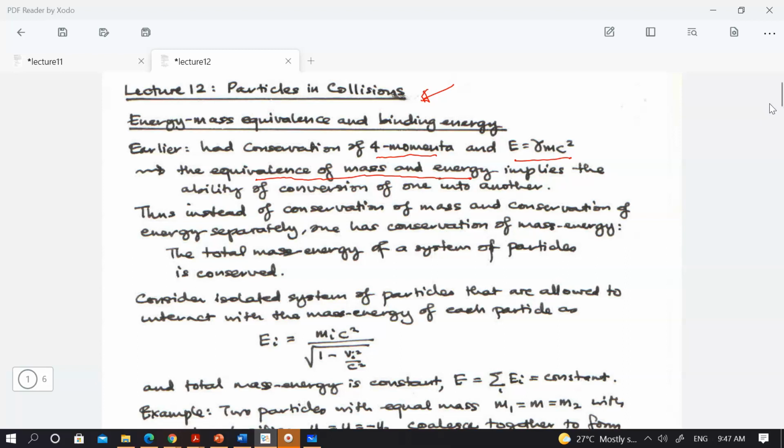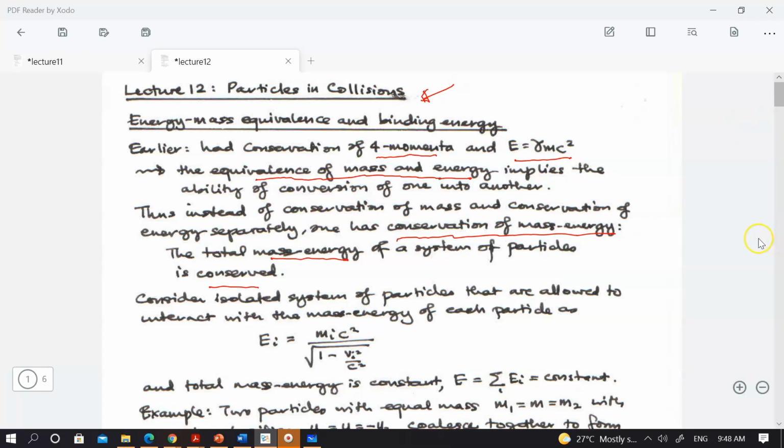And because of that as well, one doesn't talk about conservation of mass separately from conservation of energy inside special relativity, but rather one talks about conservation of mass and energy. Okay? So if you have conservation of mass and energy, that means the total mass energy of a system of particles is going to be conserved. This is the right way to do it inside special relativity.